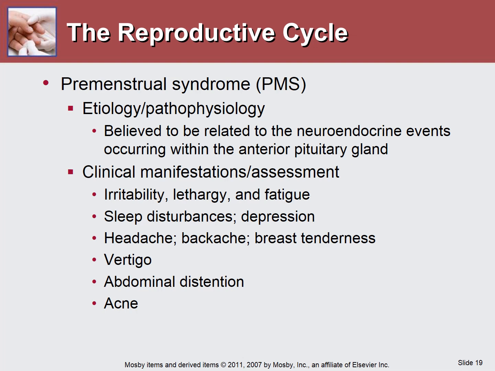All right, so PMS. PMS is premenstrual syndrome. It is believed to be related to neuroendocrine events that occur in the anterior pituitary, usually seen about 3 to 4 days before your periods, and it stops when the menstrual cycle comes. So they're very moody, and if you're in a classroom full of a lot of ladies, this is what you see, because everybody tends to go into PMS about the same time. So there's irritability, lethargy, fatigue, sleep disturbance, depression, headache, backache, breast tenderness, vertigo, abdominal distension, and acne.